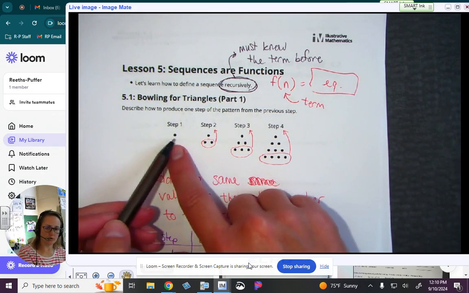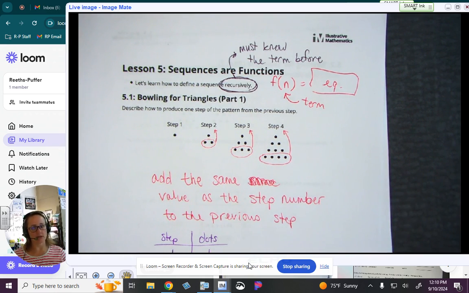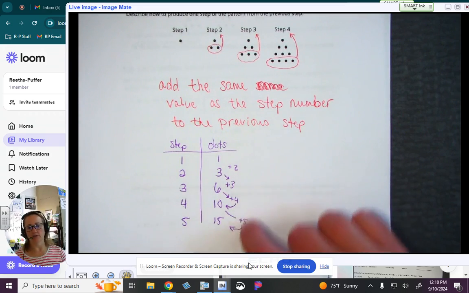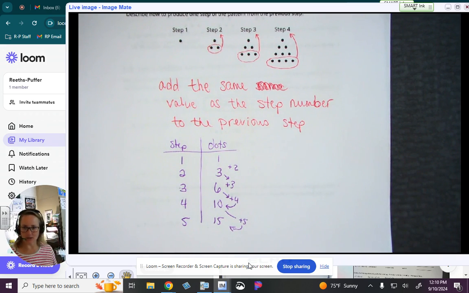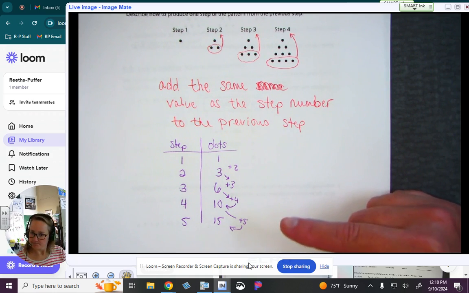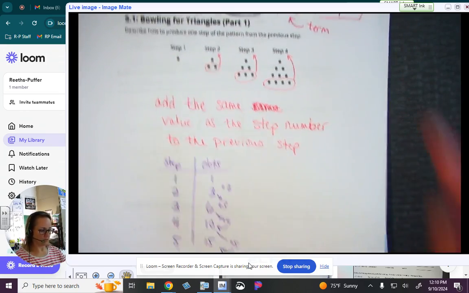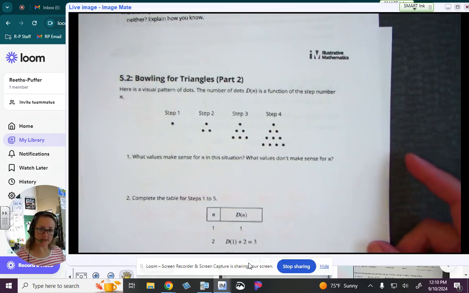So I have to know step 1 in order to calculate step 2. I have to know step 2 to calculate step 3. I have to know step 3 to calculate step 4. Now there's times where that's going to be okay, right? Where we can just make a pattern like this, and maybe we only want to find step 5 or step 6, and we can do that math. But there's going to be other times that we'll be like, well, what happens in step 100? That's a lot of math. Okay, so later we're going to find a different kind of term that we don't have to know the term before it in order to calculate it. But for today, this is where we're starting with.